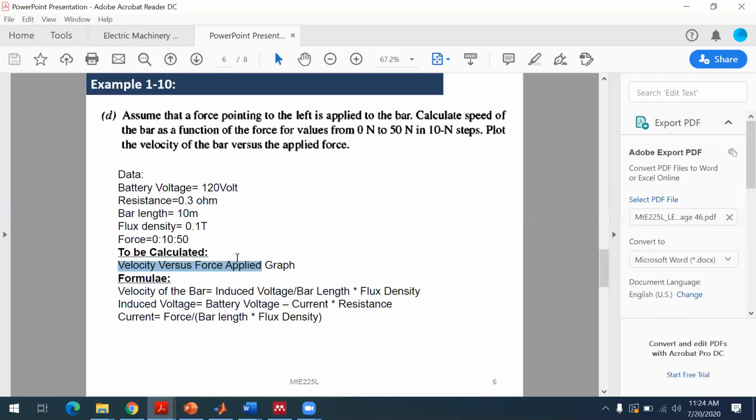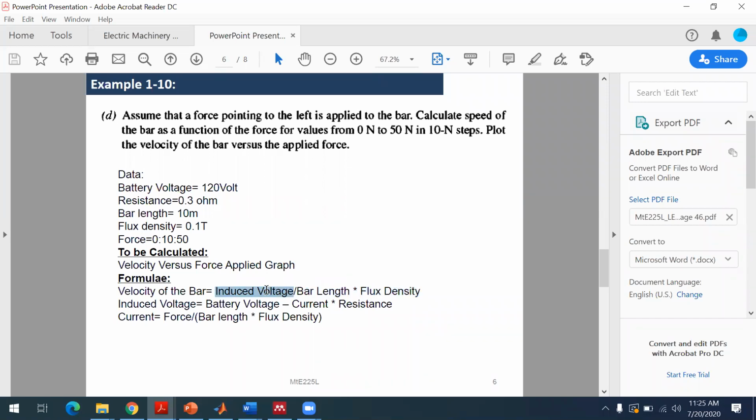So it is quite easy, especially if you know the formulas. The velocity of the bar is given in the book as well, and you can find out how it is derived. But as we are just solving the example and not going in depth, quickly we'll say that the velocity of the bar is nothing but the voltage induced in that bar divided by the length of the bar into the flux density.